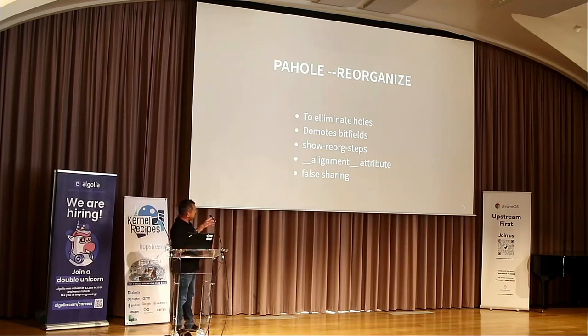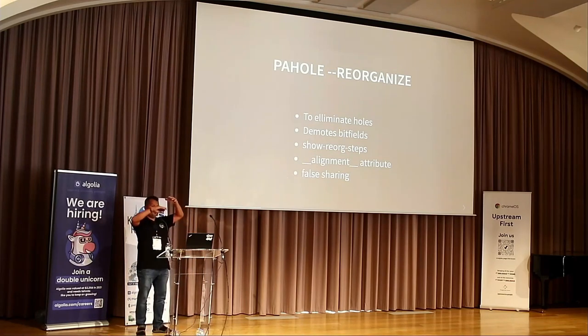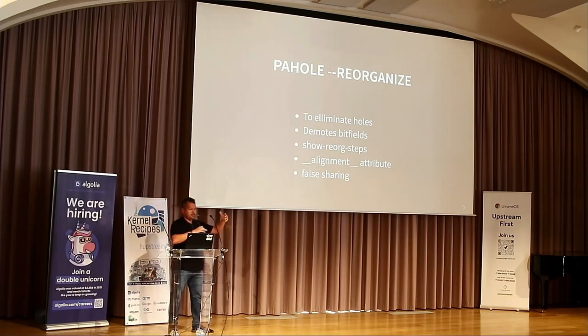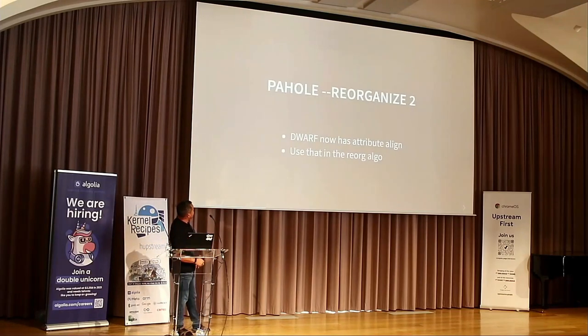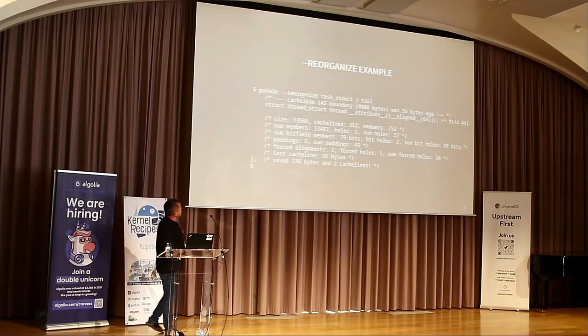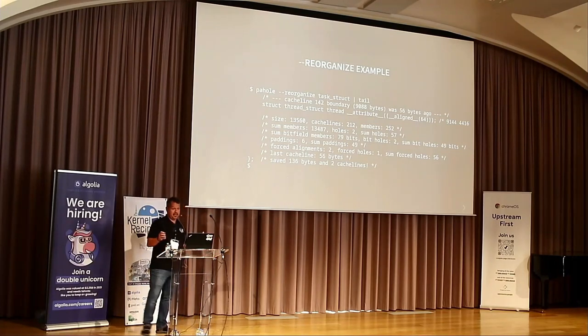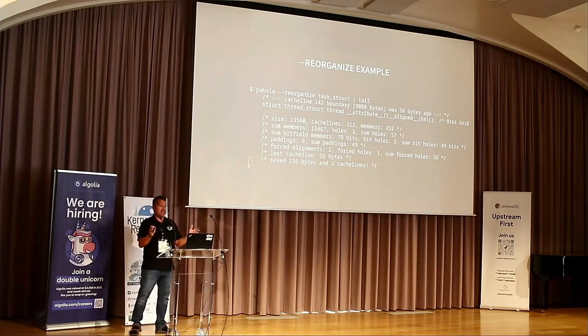There is this option, --show_reorg_steps, that will move something, tell what it did, and then show the data structure. Then do something else, tell what it did, and show the data structure, until the end. So this is an example of trying to reorganize a task struct, which I think is the most important data structure in the Linux kernel, and has lots of information here. The reorganization saved 136 bytes, and the task struct became 2 cache lines smaller.